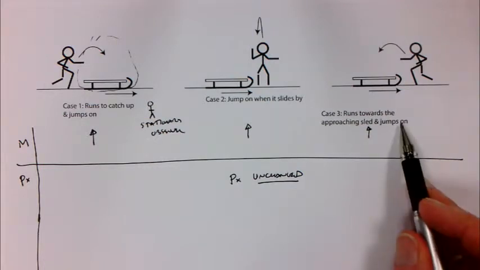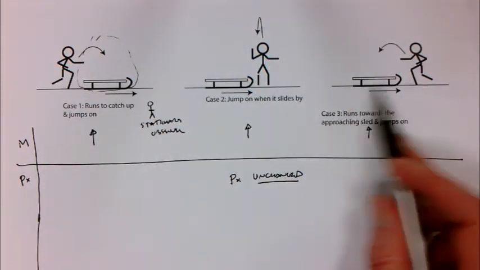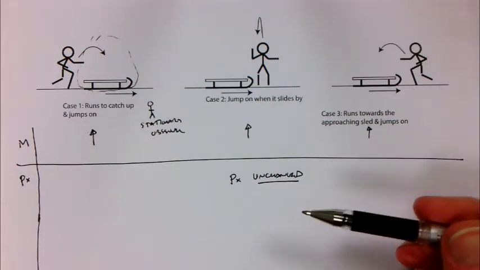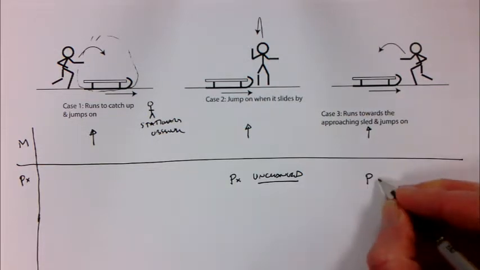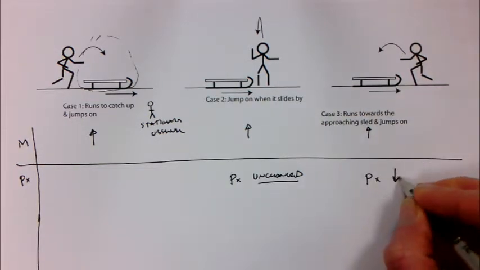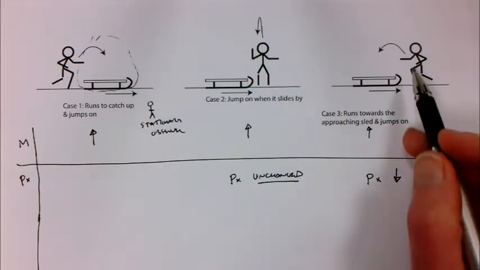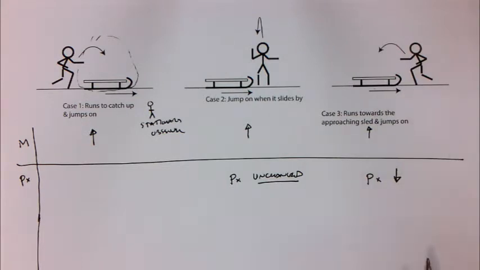In case number 3, on the other hand, according to the observer on the ground, the sled is going forward, it has some positive momentum in the x direction. A person comes along, the person is traveling to the left, carrying momentum in the negative x direction. So p sub x is going to decrease. It's going to become either 0 or negative, depending on how fast this person is running and how the person's mass compares to the sled's mass.